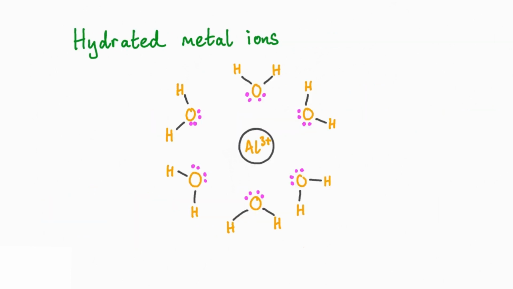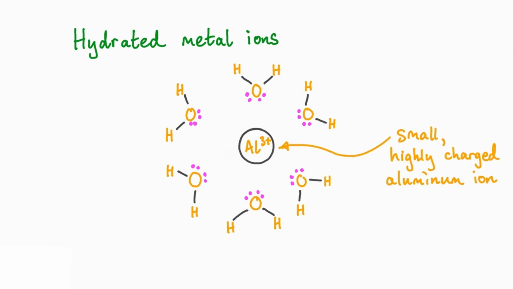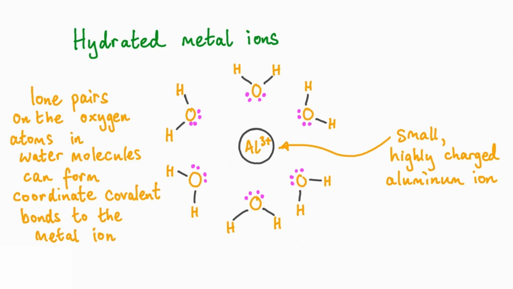Metal ions that are placed into liquid water attract water molecules very strongly. This is because metal ions are relatively small and may have a high positive charge, such as the aluminum 3+ ion. The attractions are so great that coordinate covalent bonds are formed. The water molecules contain lone pairs on the oxygen atoms, and these are the donor atoms in this case. One aluminum 3+ ion can form 6 coordinate covalent bonds to 6 separate water molecules.